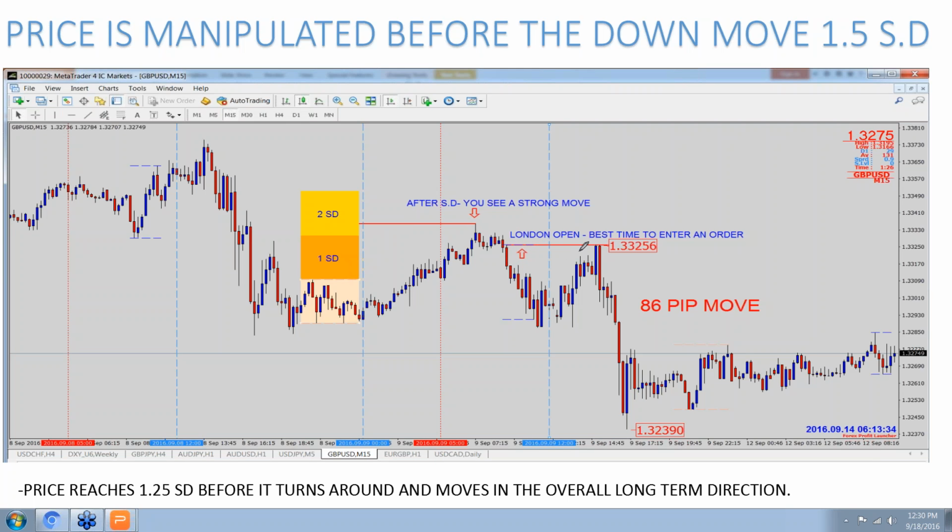And then obviously as price comes back up, like we said with your stop loss, this would mark a zone where you would still be in this trade, and this was an 86 pip move. So this is the best time to enter, typically in London open.